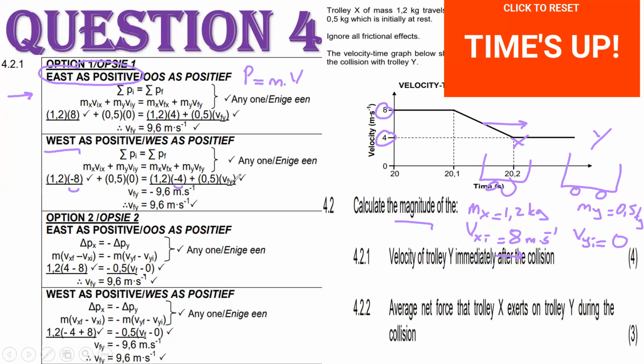If both of them are going east, you can use other options, but plus minus, same stuff. One difference: you are using delta px equals delta py, change in momentum. Change in momentum means impulse. You are using another option. You can use different options, of course. So question 4.2.1, done.